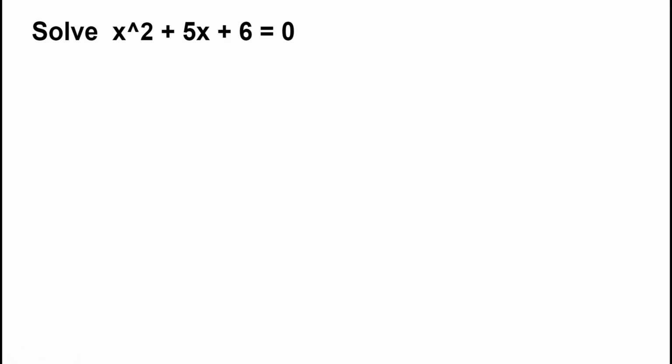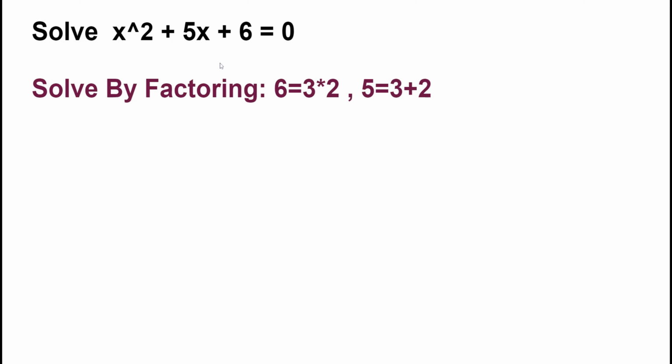Solve x squared plus 5x plus 6 equals 0. To solve this equation, we look for two numbers that multiply to give us 6 and add to give us 5. These numbers are 2 and 3. 2 times 3 equals 6, and 2 plus 3 equals 5. That's solving by factoring. So we can write this equation as x plus 3 times x plus 2 equals 0.